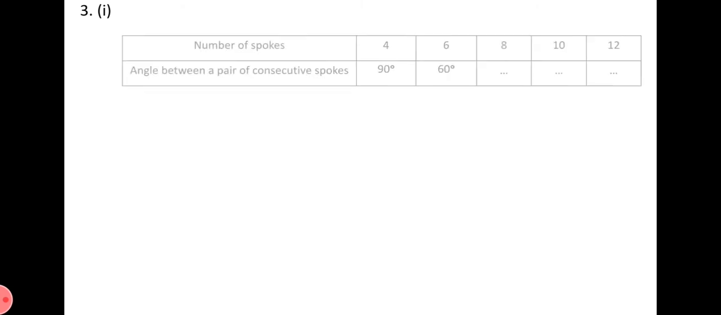So there are 3 questions asked. Let us see the first question. Are the number of spokes and the angles formed between the pairs of consecutive spokes in inverse proportion? First we have to find, according to the given table, whether it is a case of inverse proportion or not. Now let us see the table.